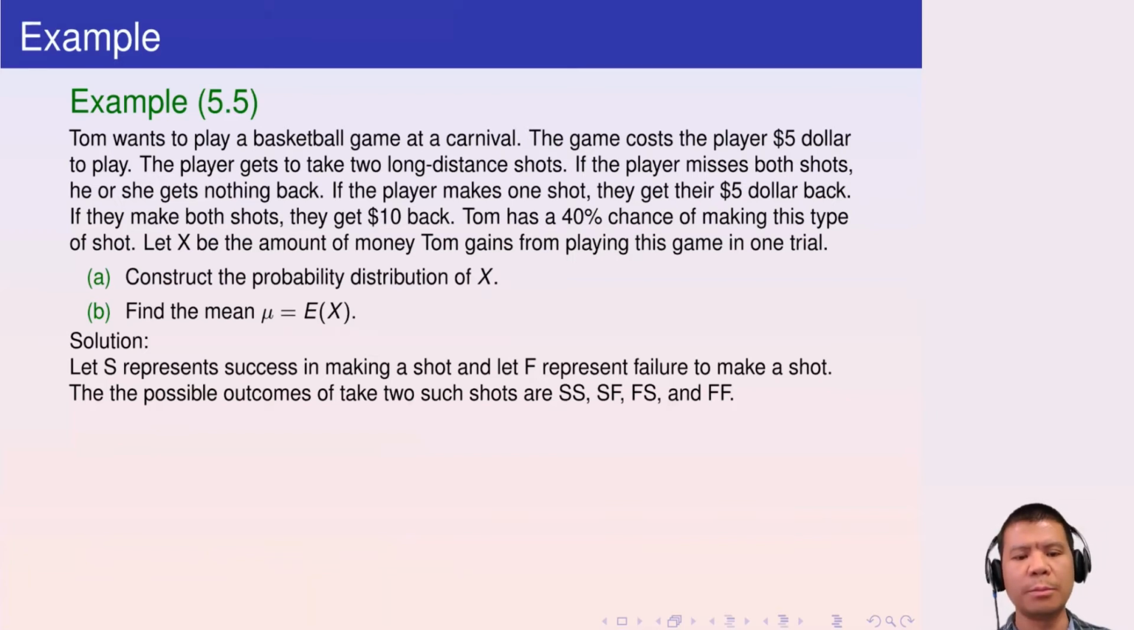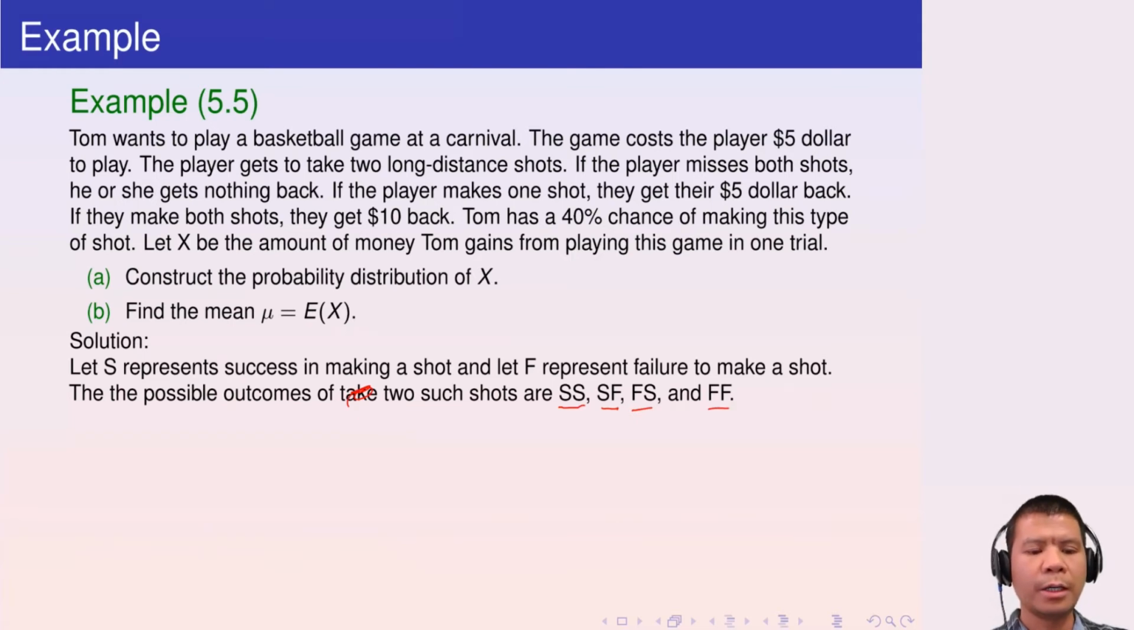Let X be the amount of money Tom gains from playing this game in one trial. We want to (a) construct the probability distribution of X, and (b) find the mean of X. Here, let S represent success in making a shot, and F represent failure to make a shot. Then the possible outcomes of these two shots are: success-success, success-fail, fail-success, fail-fail.